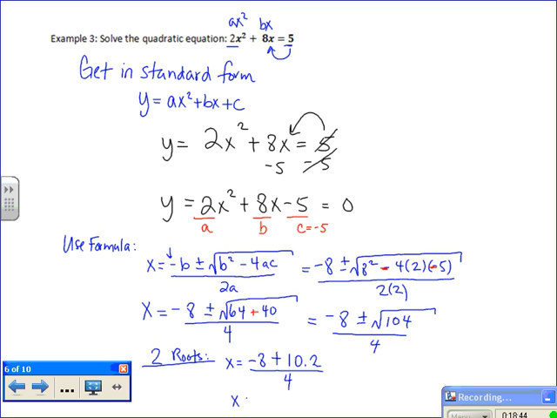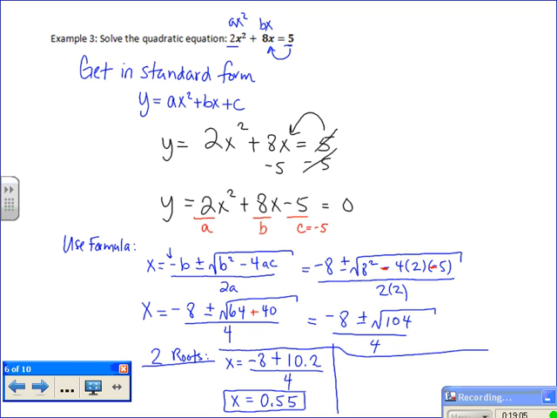Okay, so if I do that, x is equal to, well, that's going to give me a 2.2 on the top, divided by 4 is 0.55. Okay, so there's one root. X is equal to 0.55. Over on the other side here, okay, here's my other root.